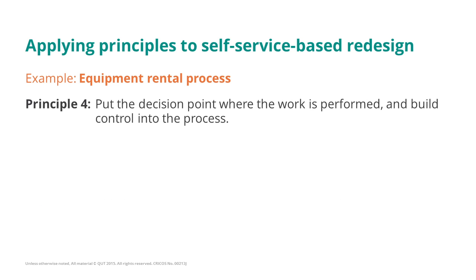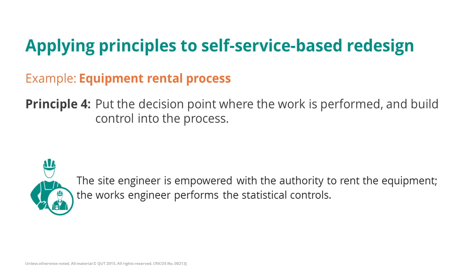Finally, Principle 4 tells us that the decisions have to be integrated with the actual work. In this case, this will mean that we should consider empowering the site engineer with the authority to rent equipment without having to do handovers with the works engineer for approvals. Now you will say, hey, if the site engineer has all the authority, they could abuse that authority. Power always comes with the possibility of abuse.